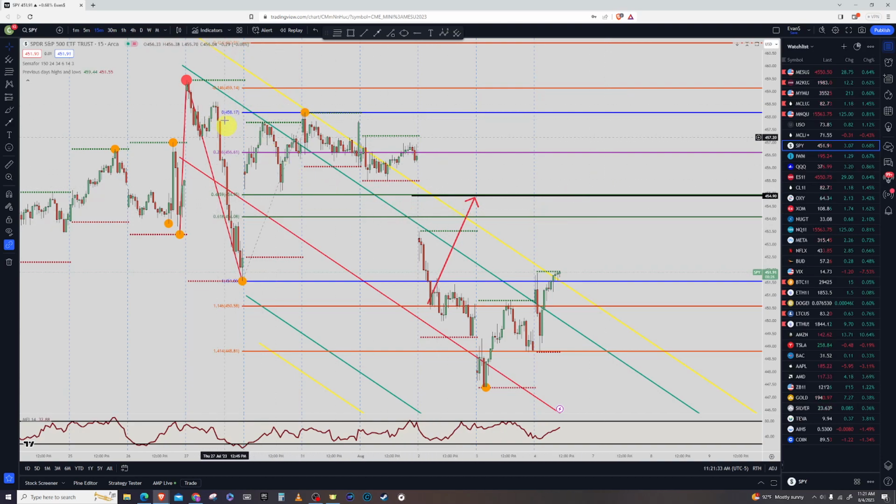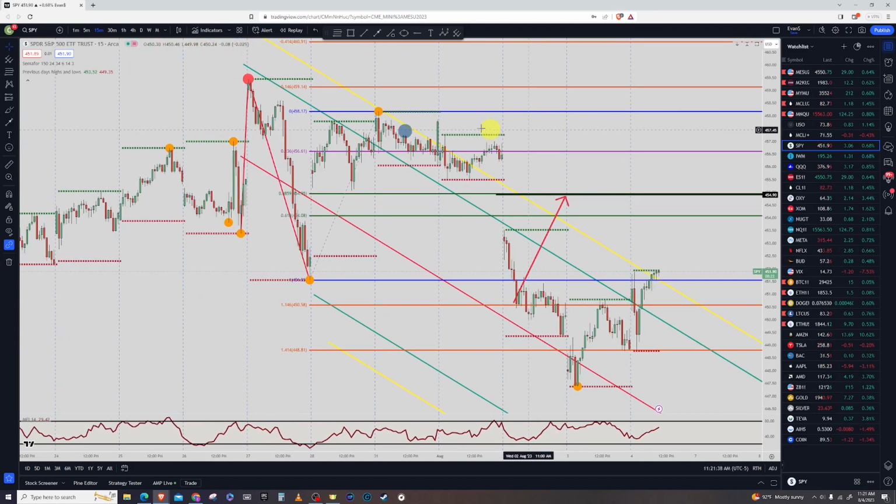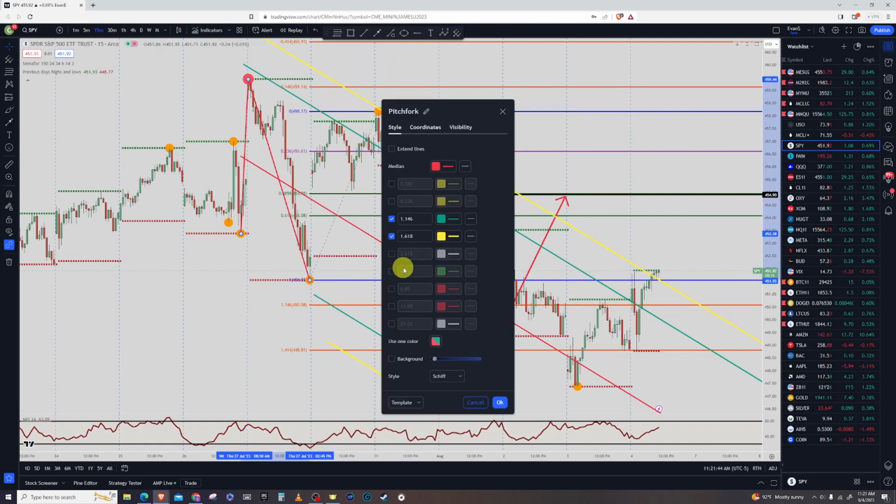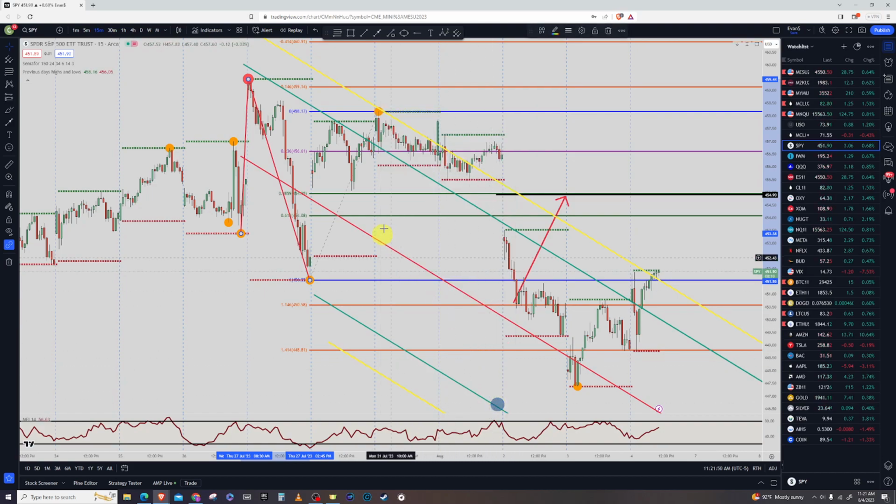So using this on the 15-minute chart, this is the pitchfork trade that I've been using. I also started using within it the 1.146 Fibonacci extension level, as well as the 1.618, because after doing a lot of back testing, I found that this is a valid level for you to look for to get entries. But we can talk about that here in just a second.